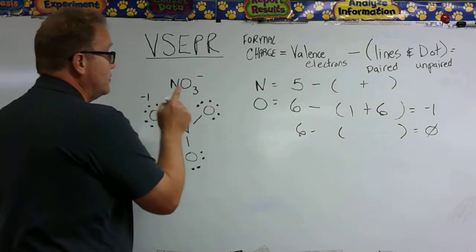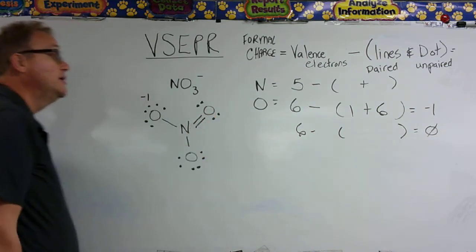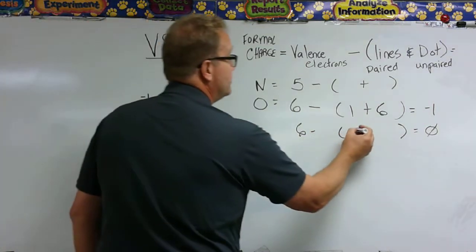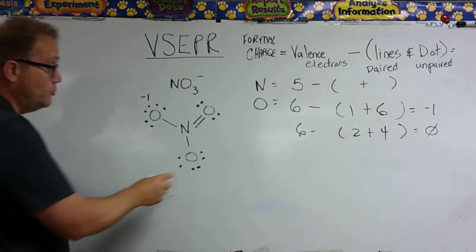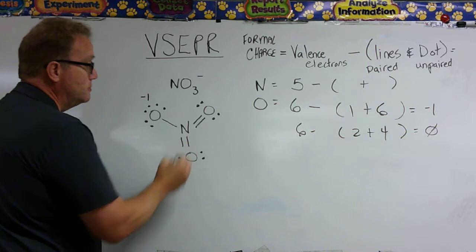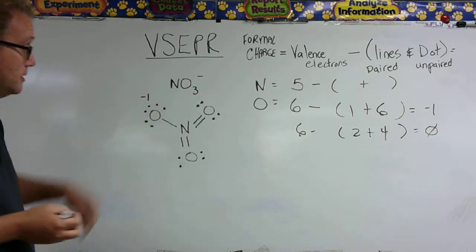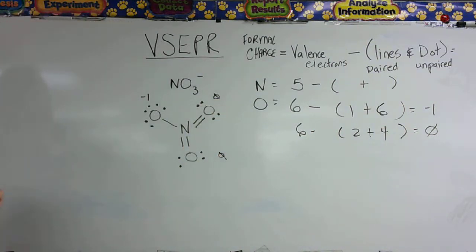Well, we know that this one is 7, but if I do this, it makes it equal to 6, because I have 2 lines and 4 dots. So that works. How about this one? Do the same thing. You're going to notice that this one is actually an expanded octet. Now let's take a look. Again, I'm going to write my zeros out here just to show the formal charges.